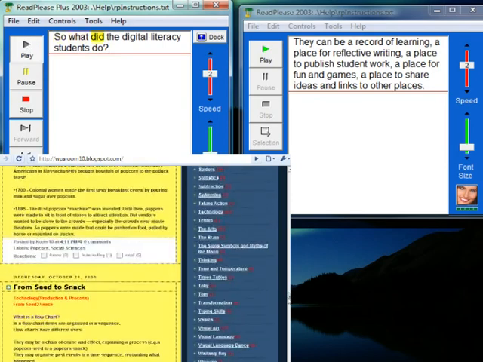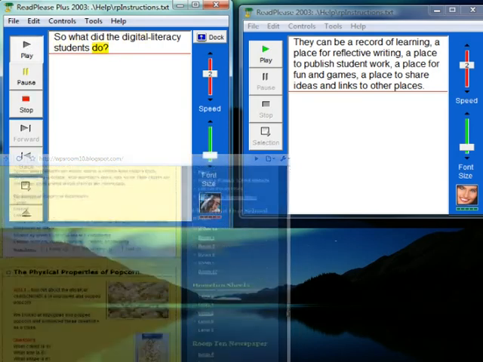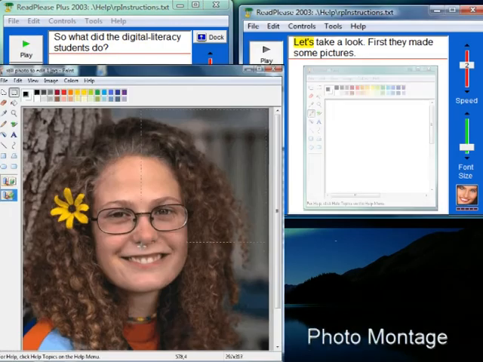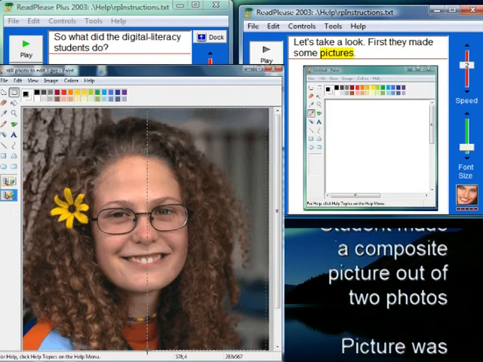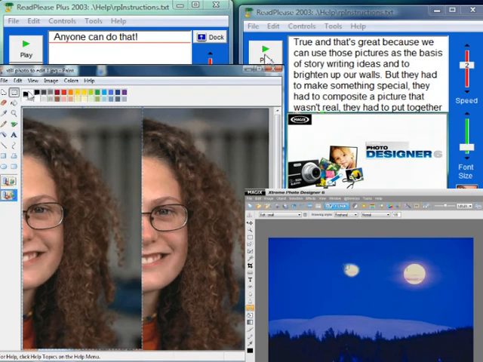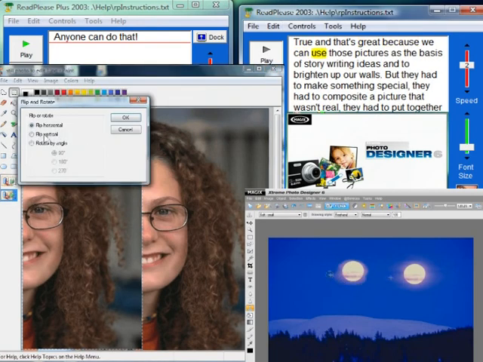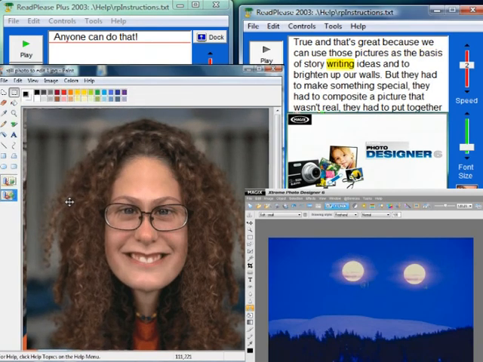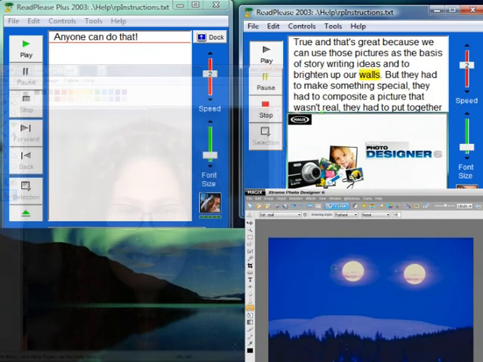So what did the digital literacy students do? Let's take a look. First, they made some pictures. Anyone can do that. True, and that's great, because we can use those pictures as the basis of story writing ideas and to brighten up our walls. But they had to make something special.